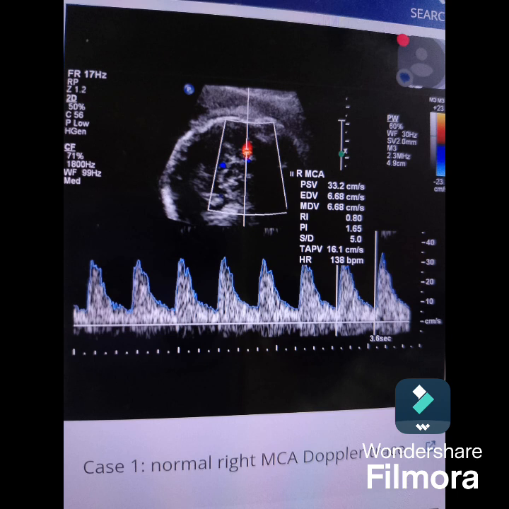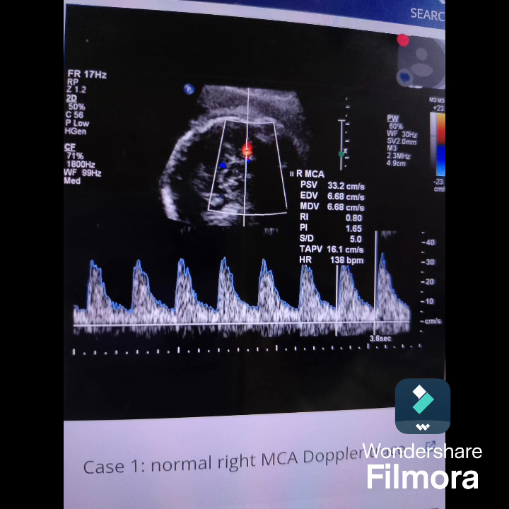Now coming to middle cerebral artery Doppler. Whereas in the uterine artery and umbilical arteries the waveform changes during the course of pregnancy, across trimesters, the middle cerebral artery will be constant throughout pregnancy. It is a high resistance flow. So normally there is systolic flow and a small amount of diastolic flow.